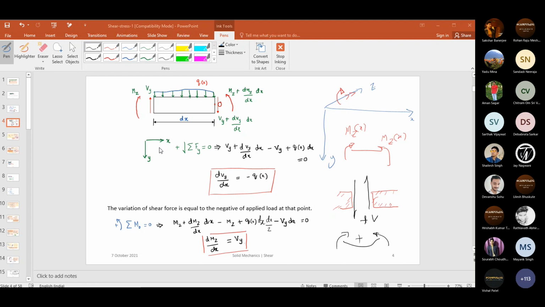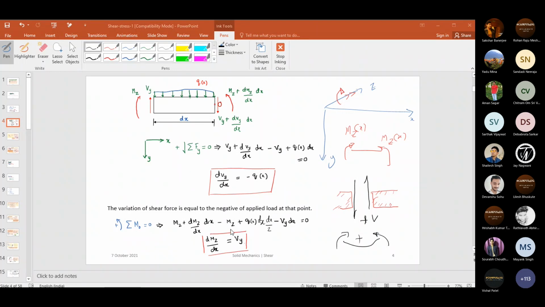Then Vy into dx about this point. But it is in the negative direction, so I have put a minus Vy into dx. That means dMz by dx is equal to shear force Vy. That means the variation of bending moment will give you the shear force at that point.